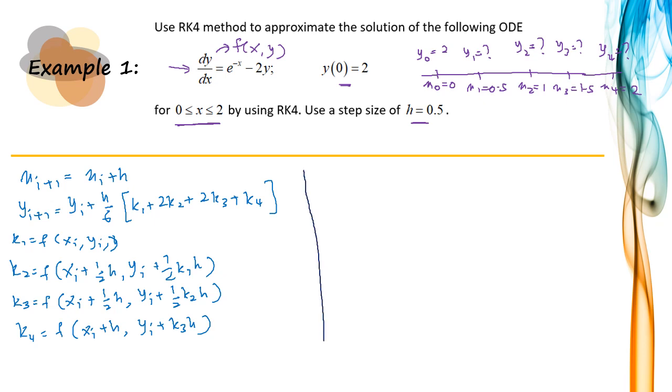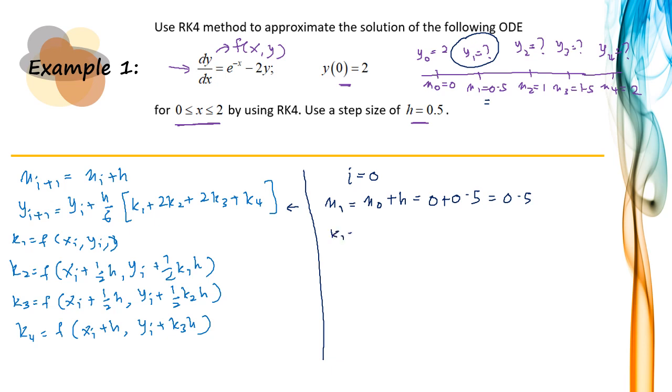Okay, let's start our calculation. We start with i equal to 0. When i equal to 0, we have x1 equal to x0 plus h, that means 0 plus 0.5, so we will have 0.5. So here, when x1 equal to 0.5, we are going to find the value for y1. Before we can get y1, let's calculate our k's.